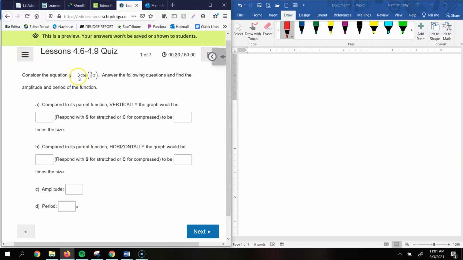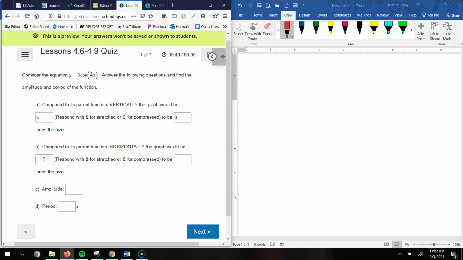And so that 3 is going to affect the graph vertically. And so that's what we're going to focus on right now. Remember, that stays the way it is, so we don't have to take the reciprocal of it. So since it's bigger than 1, it's going to be a stretch. So just put an S there. And it's going to be, like I said, 3 times the size.